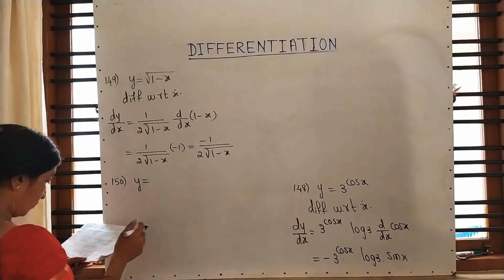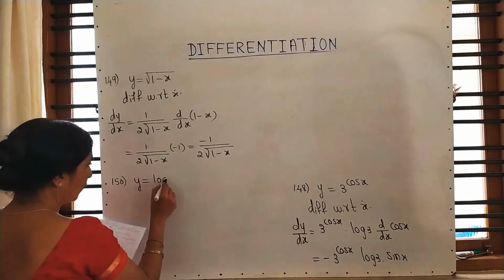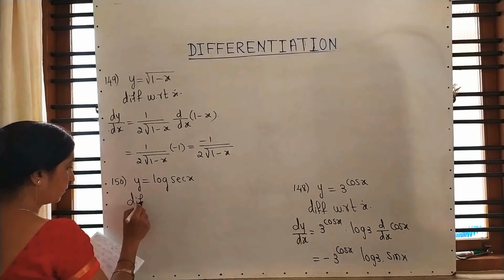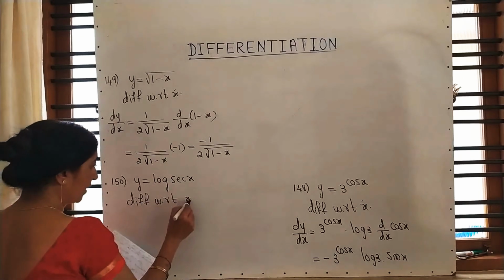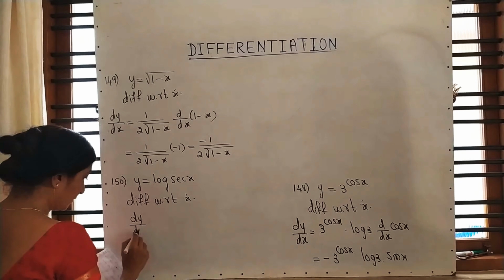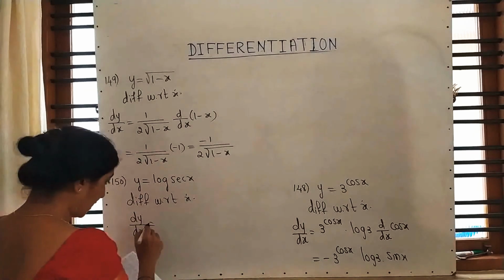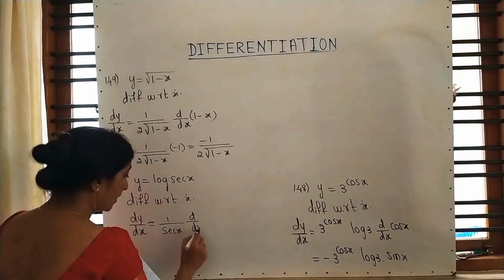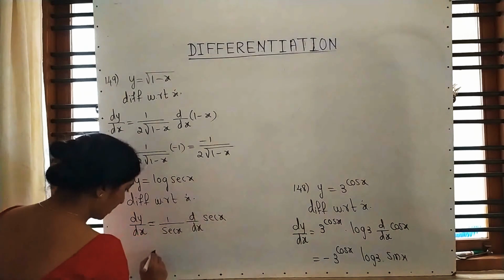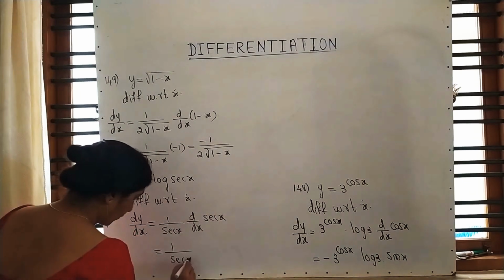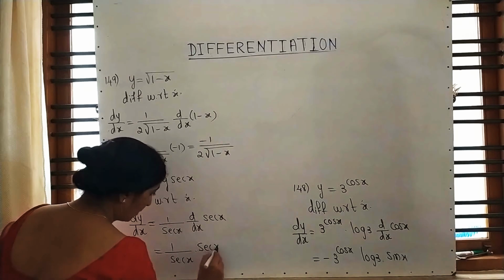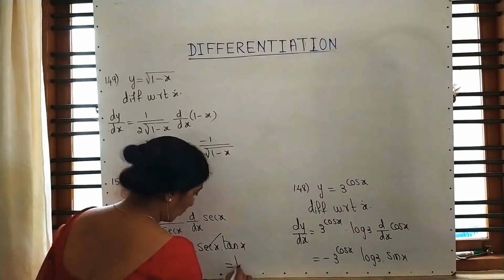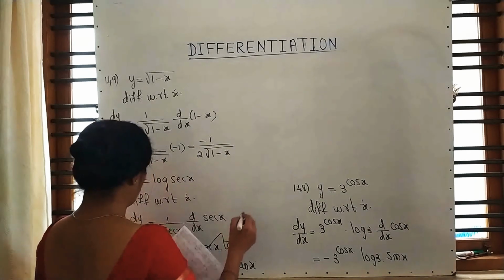Y is equal to log of sec x. It is in the form of log x. In place of x we have sec x. So differentiation of log x is 1 by x. Here it is 1 by sec x. That means we differentiated log. Then what is remaining? Sec x is remaining. What is the differentiation of sec x? Sec x into tan x. Here this sec x and sec x get cancelled. What is remaining? Tan x is remaining.